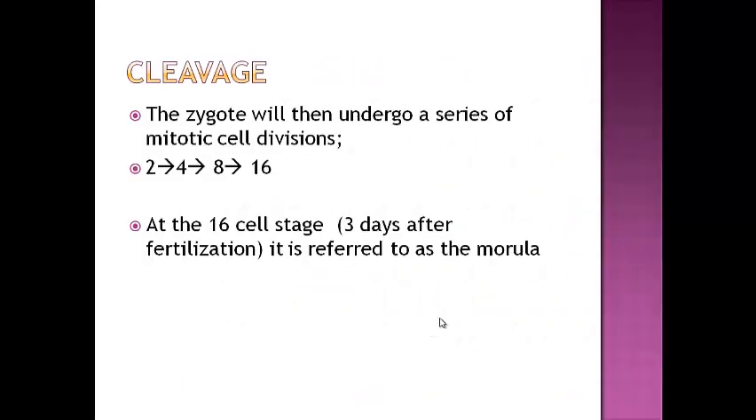So the zygote undergoes a series of mitotic cell divisions, like I said. The first single cell directly after fertilization will divide to give me 2, and then the 2 become 4, 8, and 16. And when it is at the 16 cell stage, this is usually 3 days after fertilization, this is referred to as the morula. Okay, so we're just going to look at that in animated form again.